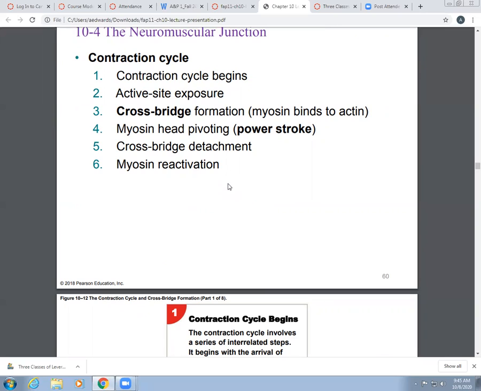All right, so neuromuscular junction. So you get your contraction cycle. It begins, you get active site exposure. And you form cross bridges. And that happens when myosin will bind to the actin. Then the myosin head's going to pivot. We call that a power stroke. Then that cross bridge is going to detach. The head's going to detach. Then you reactivate the myosin so you can potentially do it again. So again, this is another set of things that you want to be able to explain.